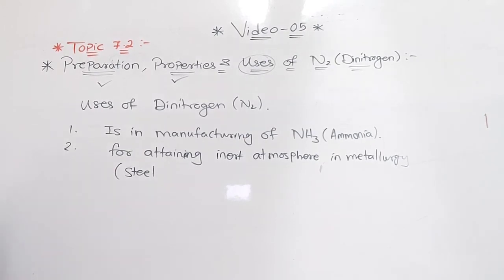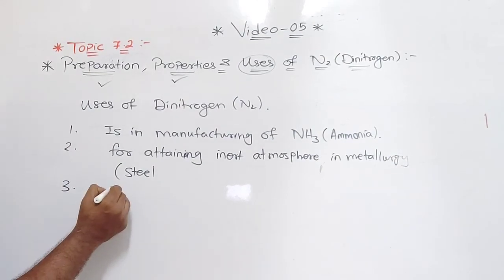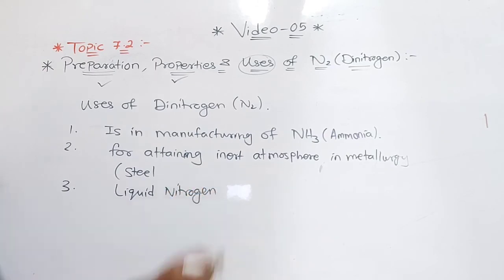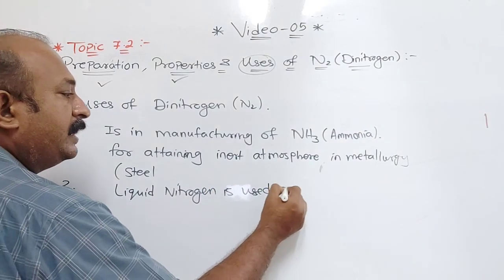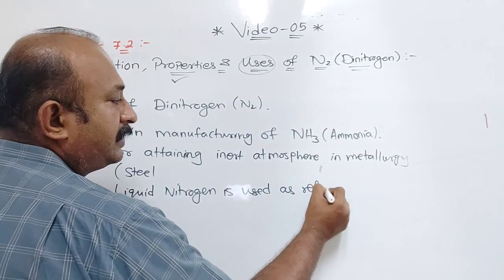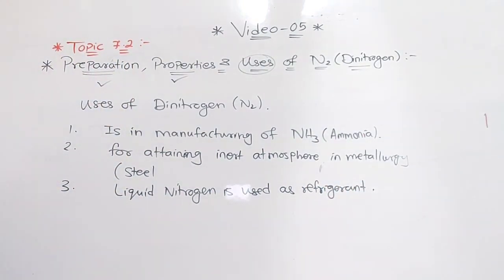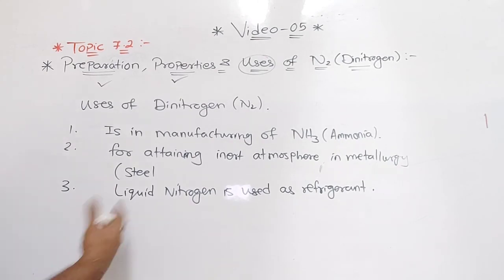Liquid nitrogen, at minus 130 to 140 Kelvin sometimes, is used as a refrigerant, for cooling substances, instant cooling, to preserve biological materials and food items, and in cryosurgery. Clear?